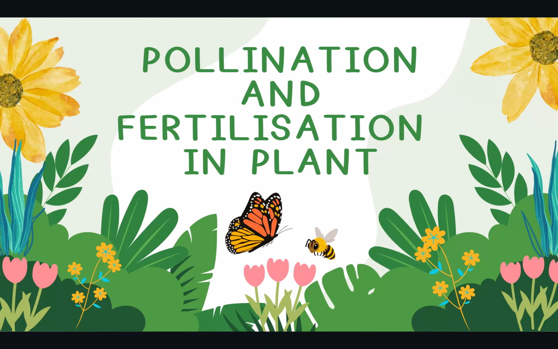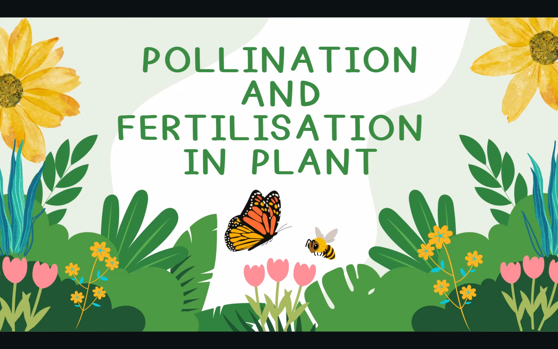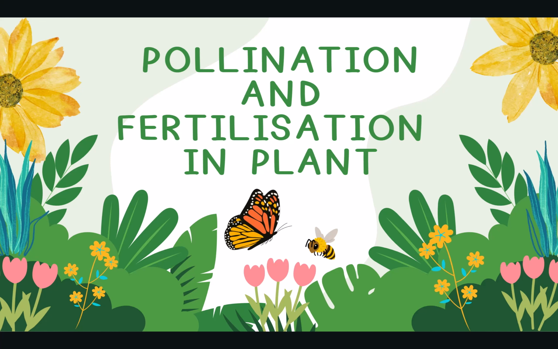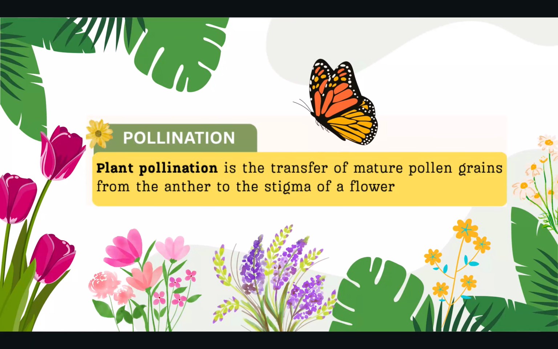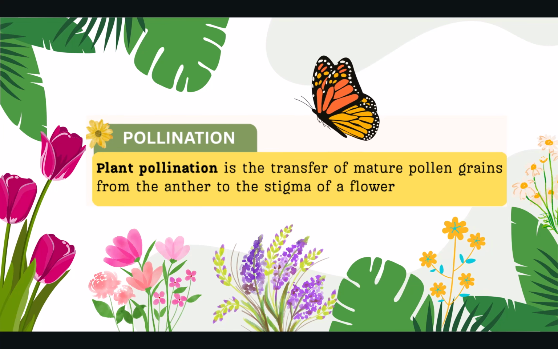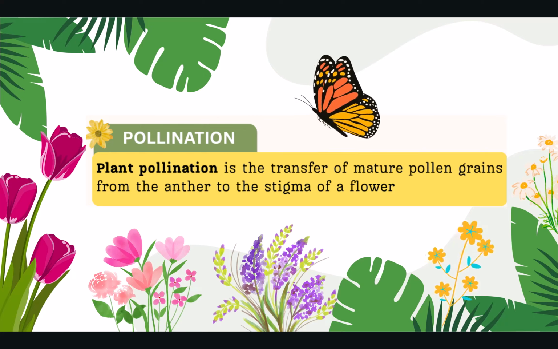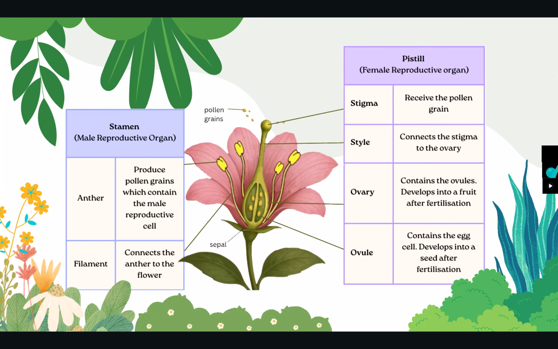The title of my infographic poster is Pollination and Fertilization in Plant. This is my infographic poster. Plant pollination is the transfer of mature pollen grains from the anther to the stigma of a flower. In my infographic poster, you can see the structure of a plant.